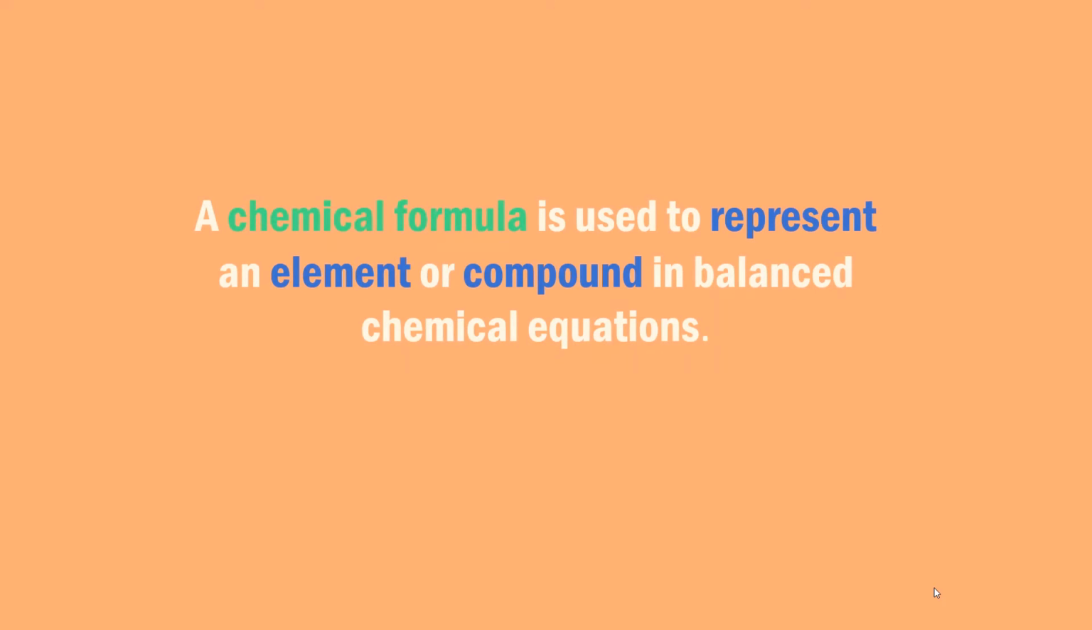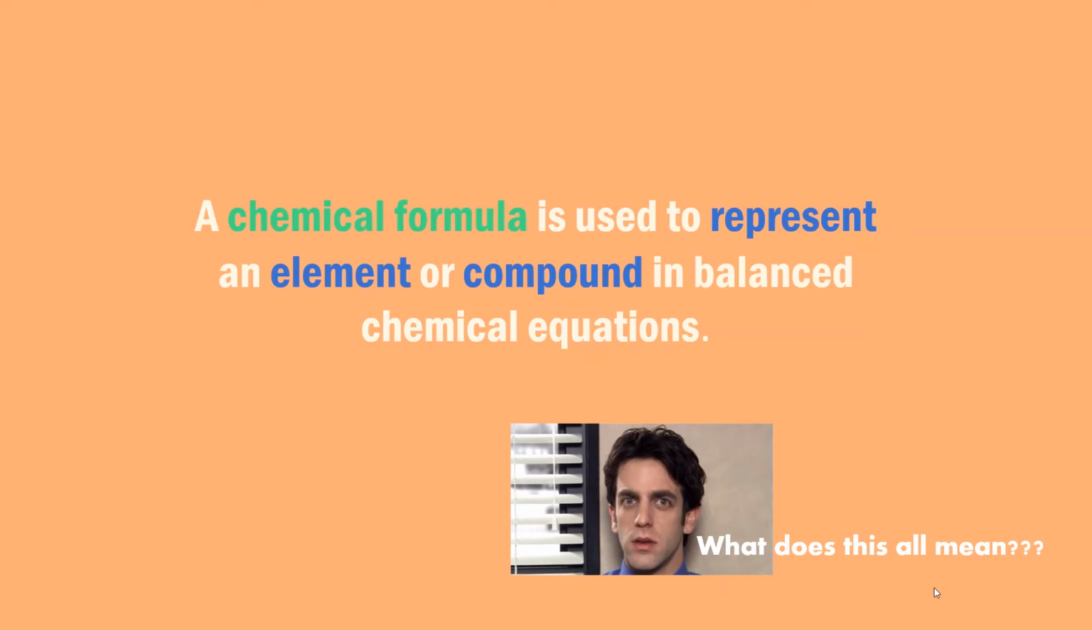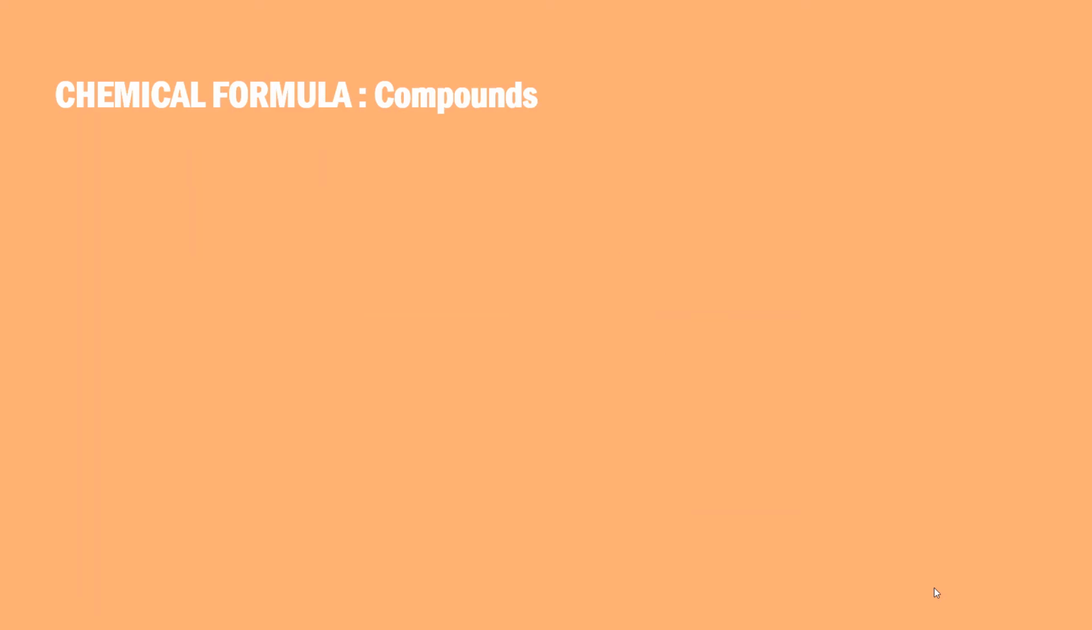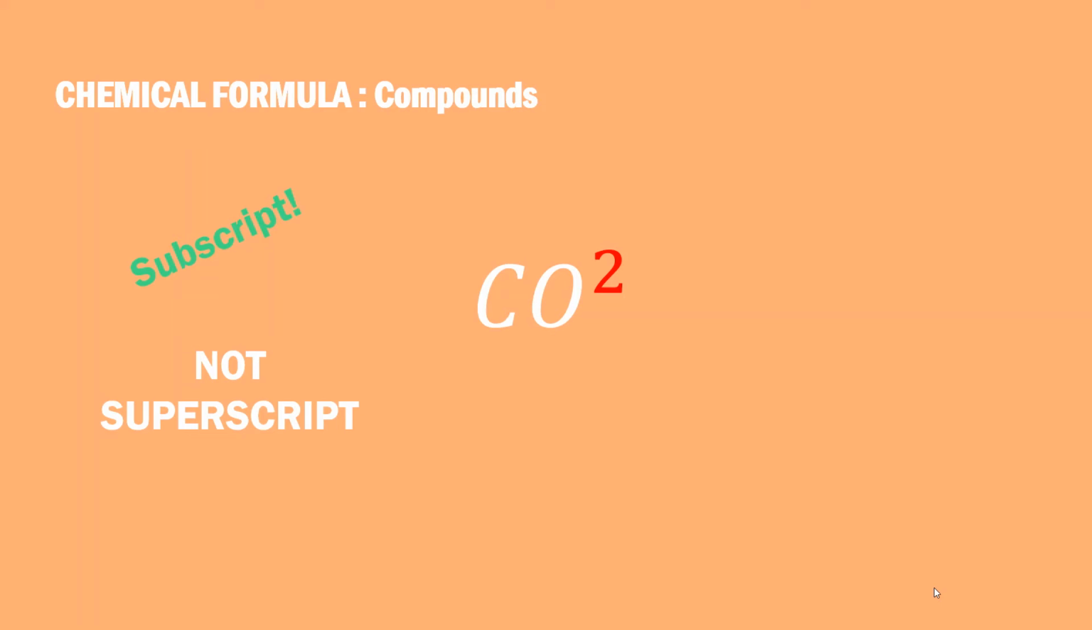So a chemical formula is used to represent an element or compound in balanced equations. But what does this all mean? Let's take a look. So in compounds, we use subscript to show that the atom appears more than once in a compound. So in the case of CO2, we know that there is 1 carbon and 2 oxygens. Remember, it's subscript, not superscript. So it's not CO to the power of 2.